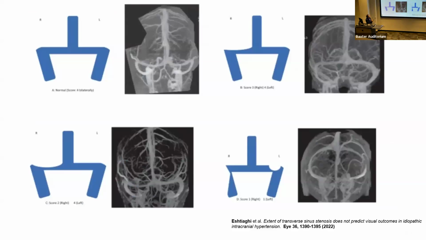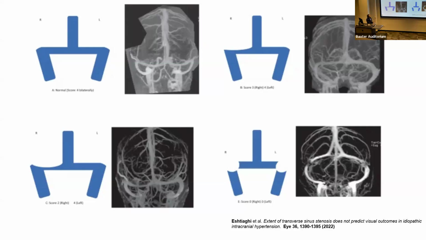Same, this is an MRV time of flight, and there are scores to measure that. Something to point out, this is the area where most of the patients present the stenosis, between the transverse sinus and the sigmoid sinus. So this is the superior sagittal sinus, torcula, transverse sinus, and sigmoid. So this is the area where most of them present the stenosis.